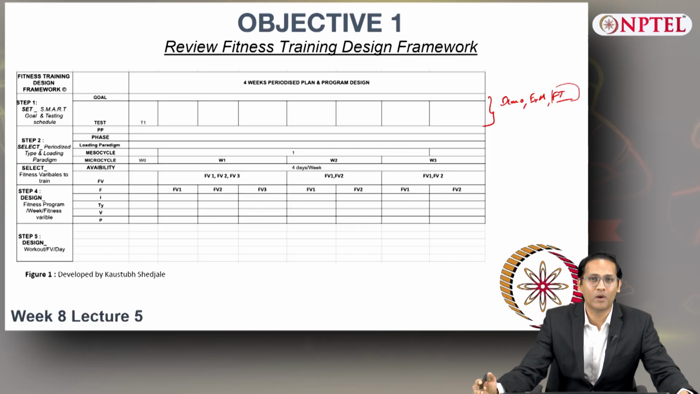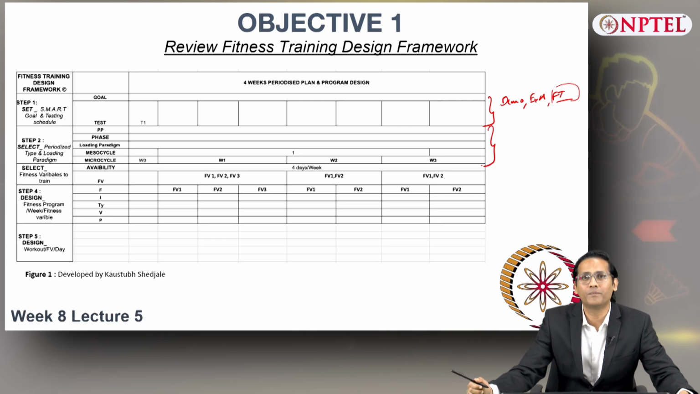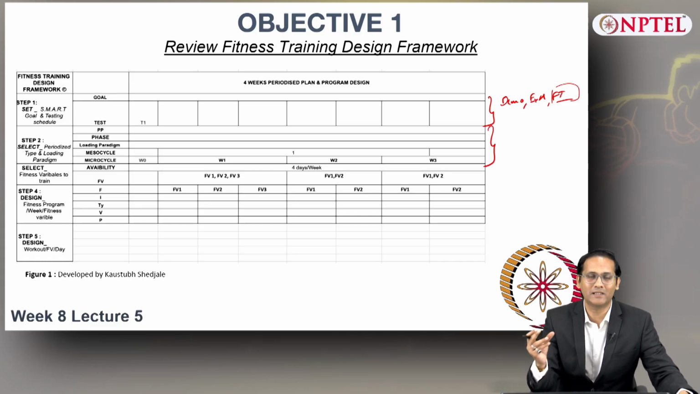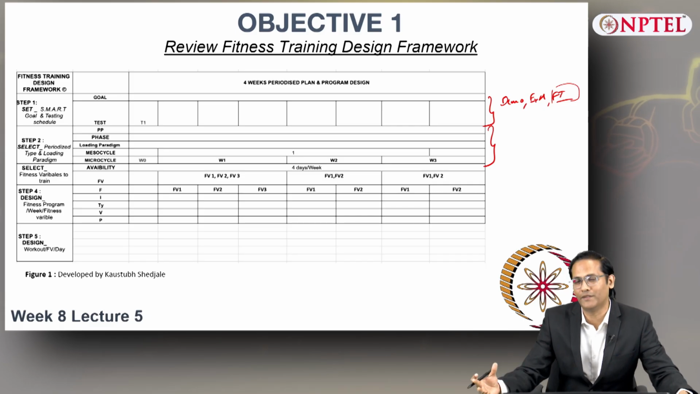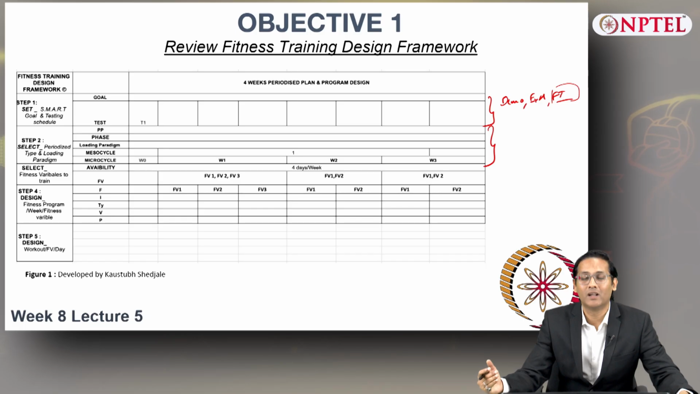Now, once you have identified the goal and the time frame, you create a periodized training, which is nothing but creating cycles. These cycles can be of 2 weeks or 3 weeks. And then you choose within that cycle which fitness variable you want to train. That is called planning.